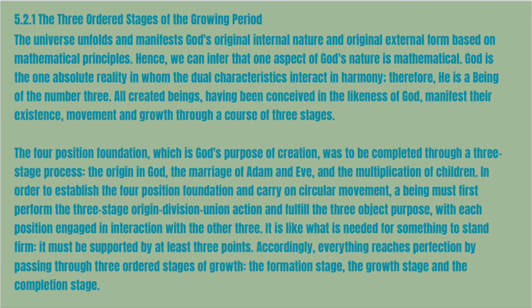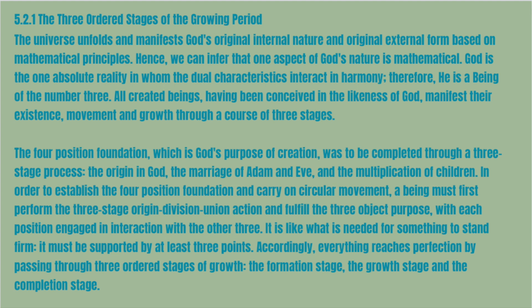In order to establish the 4-position foundation and carry on circular movement, a being must first perform the 3-stage origin, division, union, action, and fulfill the 3-object purpose, with each position engaged in interaction with the other 3. It is like what is needed for something to stand firm. It must be supported by at least 3 points.